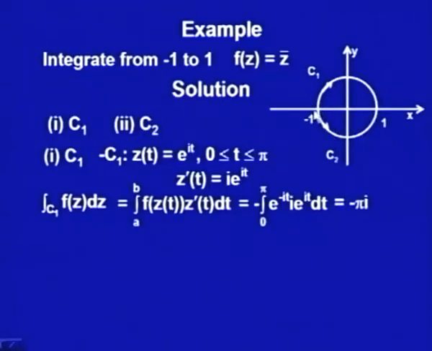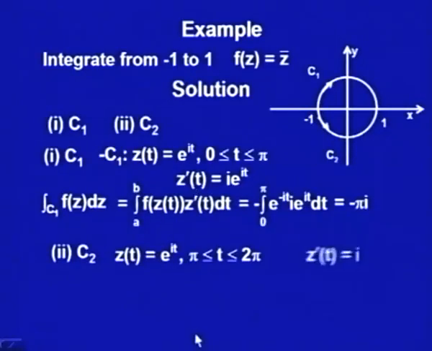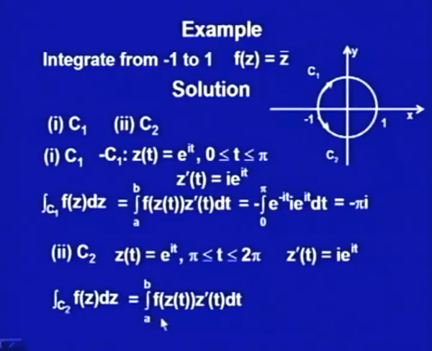Now let us take another path. This path, if I do take, is moving anti-clockwise. So for this C2, my parameterization would be z t is e to the power i t, where this t is moving from pi to 2 pi. Again my z dash t would be i times e to the power i t. So along this contour C2, f z dz would be f z times z dash t, that is, pi to 2 pi e to the power minus i t, i e to the power i t dt, because my function is z bar. So it is e to the power minus i t.